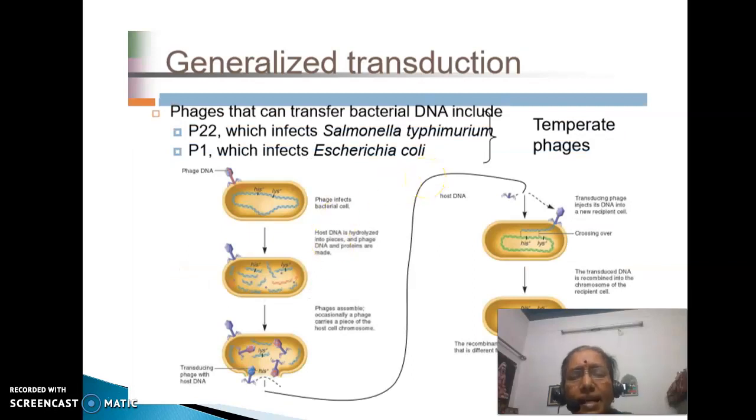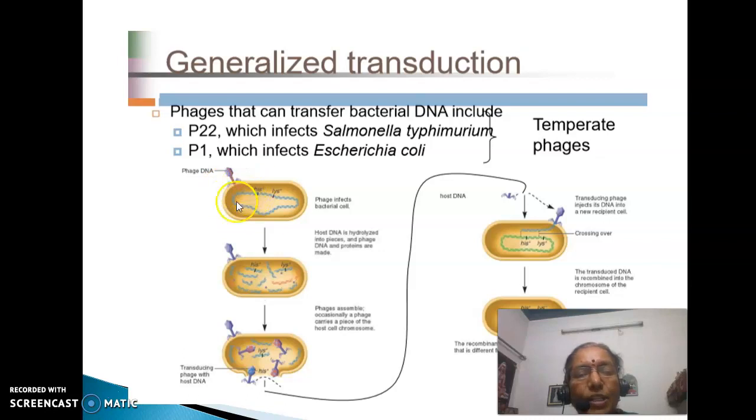So now we will understand the mechanism of generalized transduction. Again, I am taking the help of a diagram where I am taking two examples. One phage, that is P22, which is known to infect Salmonella typhimurium, and P1, which is known to infect E. coli. So Salmonella will be our donor, and E. coli can be our recipient. So generalized transduction is exclusively studied taking P22 and P1. We can find n number of examples in the literature.